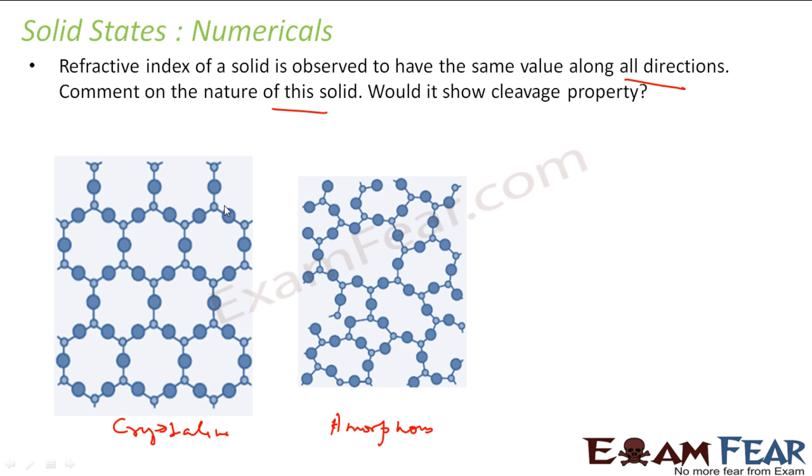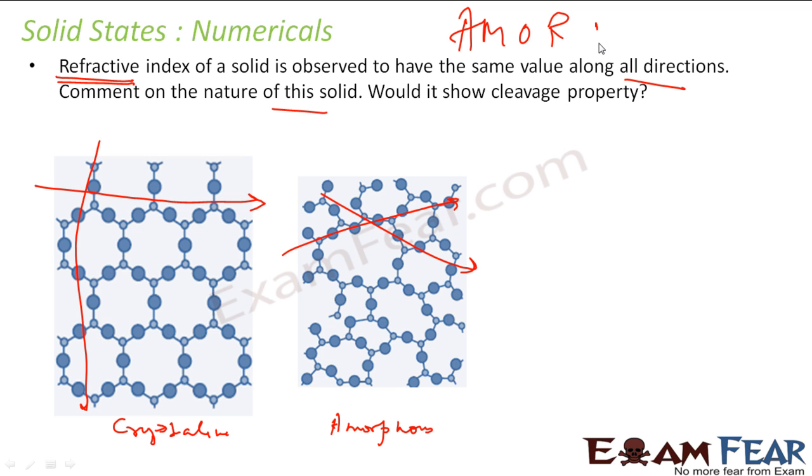Now it is saying that the refractive index is a property, right? The light passes through, and you see the refractive index. It is observed to have the same values. So if you see here, in the crystalline case we said it will give different values. Here it is passing through less, here it is passing through more, right? It is giving different values. But here, since everything is haphazard, whether you go in this direction or that direction, it's almost the same. So it is saying that the refractive index has the same values in all directions. That means the kind of compound I am talking about is amorphous. Correct? I am not talking about crystalline. I am talking about amorphous.